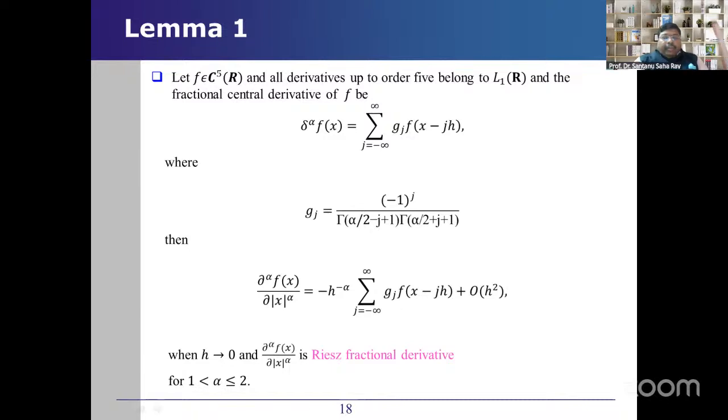This is the notation of the fractional centered derivative: delta alpha f(x) is equal to the summation over j from minus infinity to plus infinity of g_j f(x minus jh), where the coefficient g_j is (-1)^j Gamma(alpha+1) divided by Gamma(alpha/2 minus j plus 1) Gamma(alpha/2 plus j plus 1). So using this fractional centered difference approximation, we can approximate the Riesz fractional derivative of order alpha of the function f(x) when h tends to 0 and alpha lies between 1 and 2.